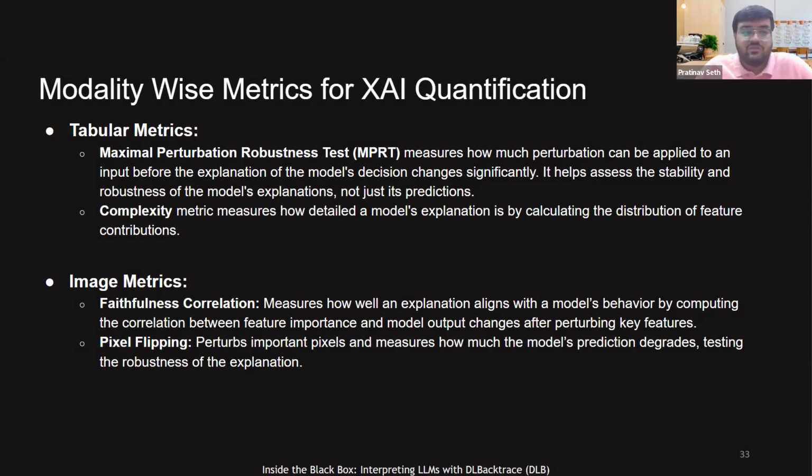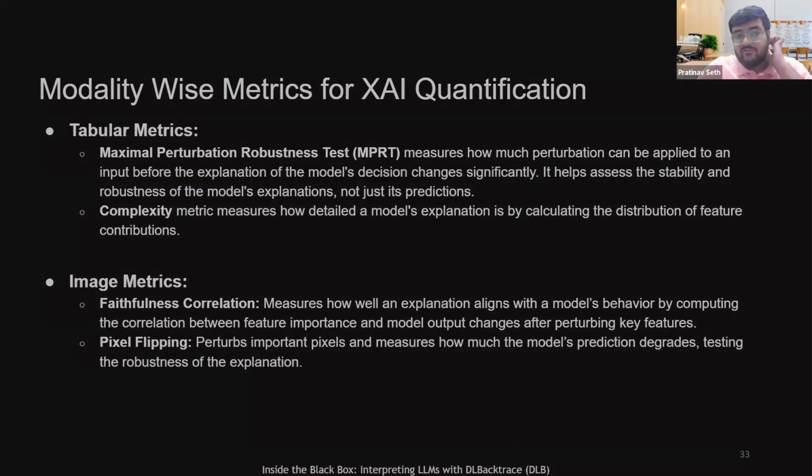For image, we use faithfulness correlation, which measures how your explanation aligns with the model behavior. It's similar to a perturbation-based method, which tries to correlate how important certain features are with how the model decision changes when perturbing those features. Next is pixel flipping, which is similar: it finds important features, we perturb them, and then we see if the model decision changes.